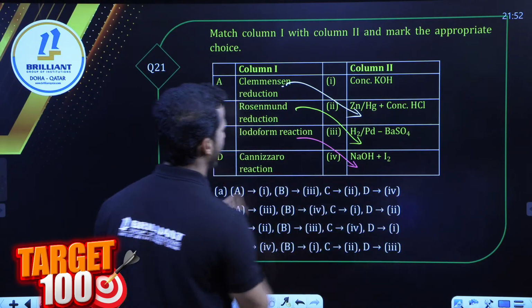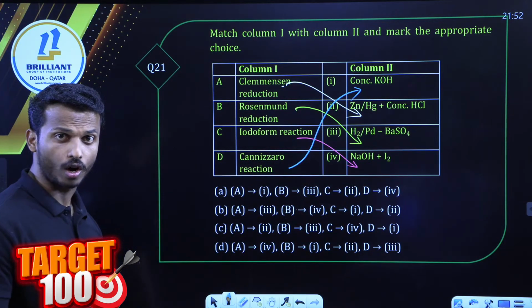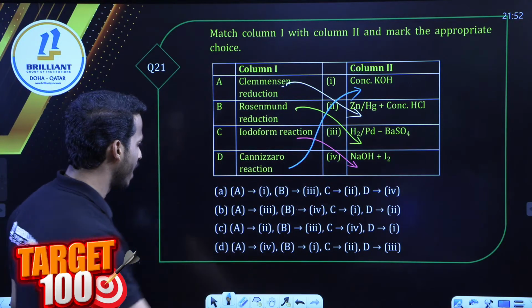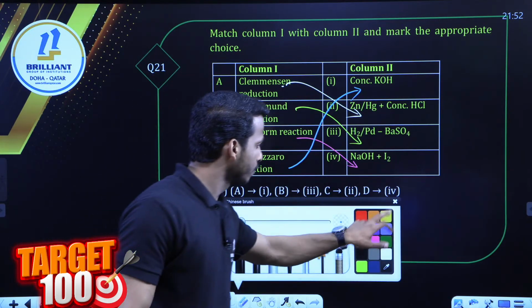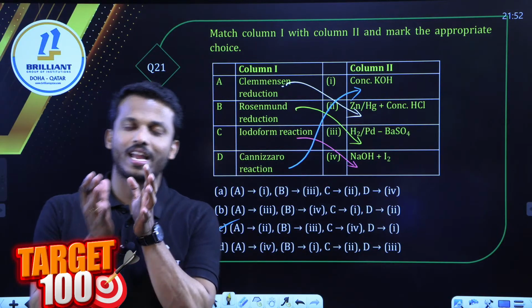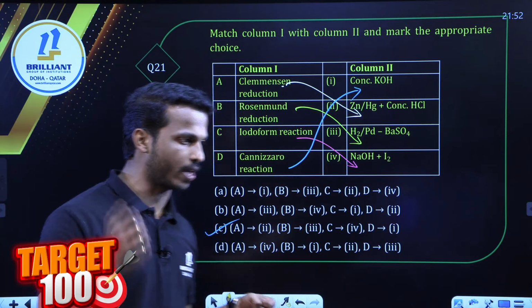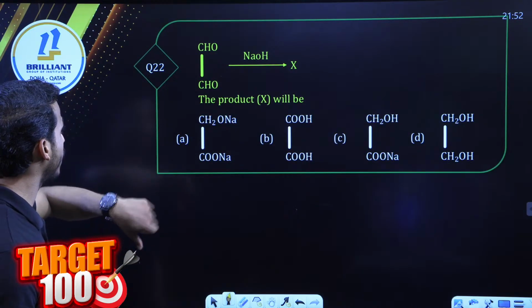And Cannizzaro reaction is with a concentrated base. Overall, which is the correct answer? Option C. Yes, good. I put this reaction to help you understand the components in each reaction. Hope you get it. Next one. No time, let's go fast. Only 15 minutes left.